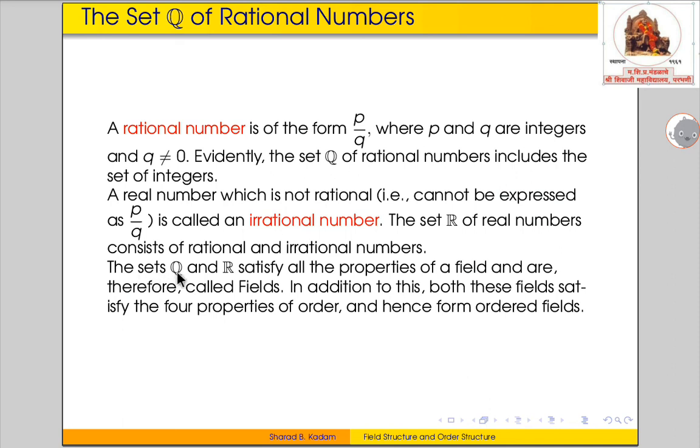Next, the sets Q and R satisfy all the properties of a field and are therefore called fields. In addition to this, both these fields satisfy the four properties of order and hence form ordered fields.